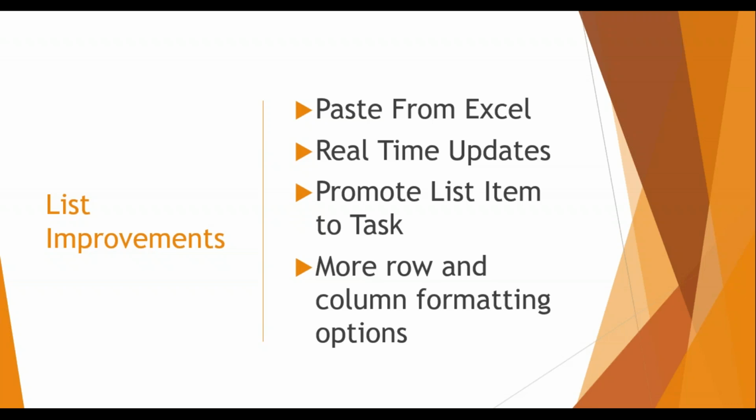As Mark mentioned, there's improvements to Planner, and here they were showing off the ability to promote a list item to a Planner task. And as Mark mentioned, more row and column formatting options. So before you had the ability to format a column, now you can format a row. Between these two, you can create much richer user experiences around lists, such as color coding rows based on some column value in that row.